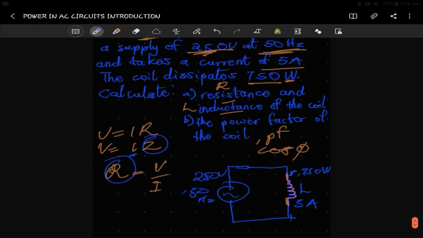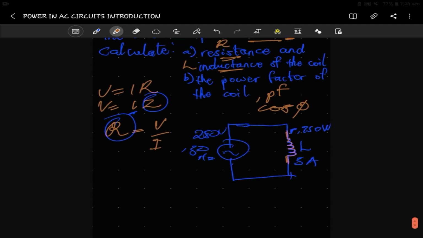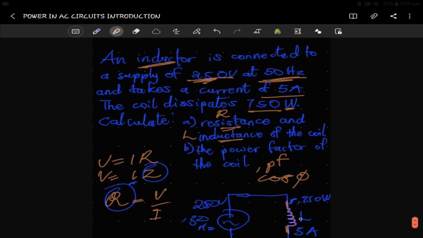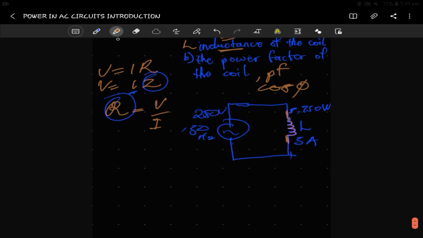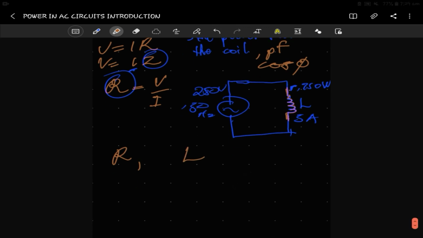So first of all, we need resistance and then inductance. The current is given already, so we don't need to find the current. That means the equations we'll be using are for R and for L. And then this R and L, let's see.